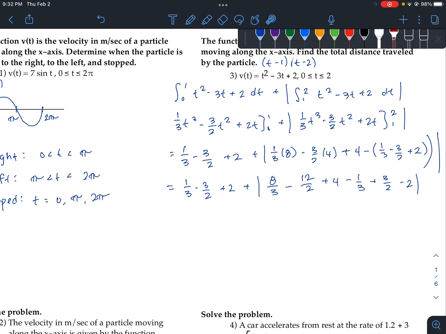Okay, I'm going to get a common denominator across, so 3 and 2, so it looks like my common denominator across the board is going to be 6.